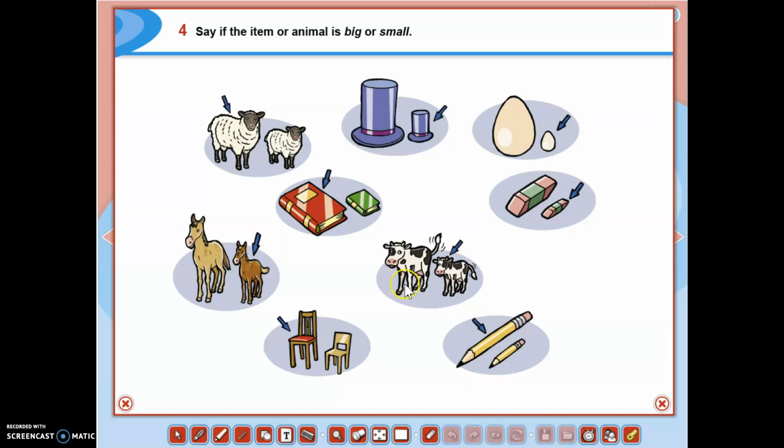Where is the sign here? On the small cow, the small cow. Where is the sign here? On the big pencil, the big pencil. Where is the sign here? Yes, it is on the small eraser, small eraser.